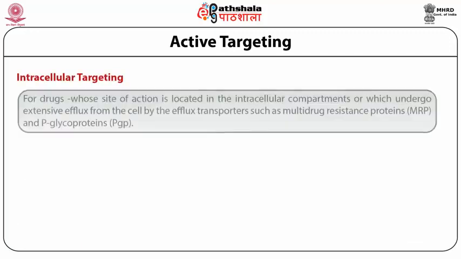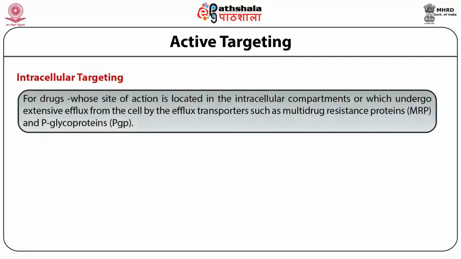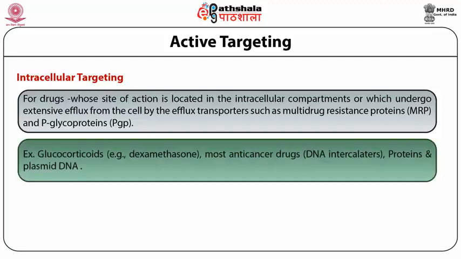Intracellular targeting is when you are delivering the drug within the cells. What happens many times is that the drug, although it may be going inside the cell, could get efflux out of the cell via multi-drug resistant proteins or P-glycoprotein, which are the efflux transporters, and that could lead to the resistance to many drugs like glucocorticoids, anti-cancer drugs, etc. So in that case, you need the intracellular targeting and the silencing of these efflux transporters.